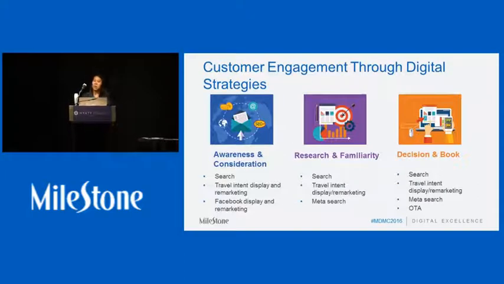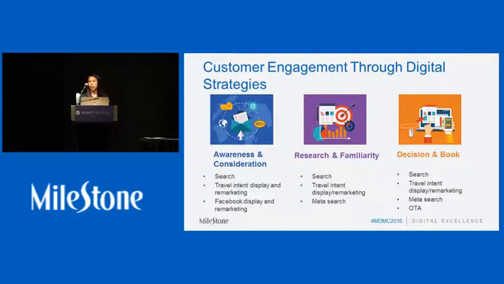So to get right into customer engagement through digital strategy, when we think about the customer journey, we think about it in three main sections, the first being awareness and consideration. In this phase, customers don't yet know about you. They're not yet aware of your hotel and what your hotel has to offer. There are many different services that fit within this particular engagement.